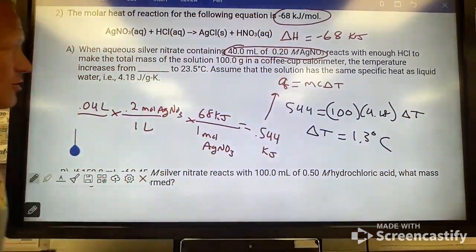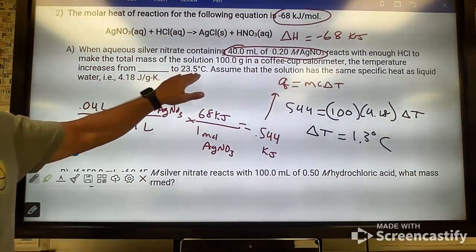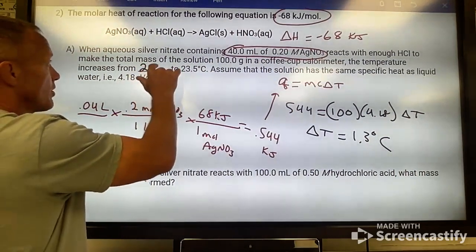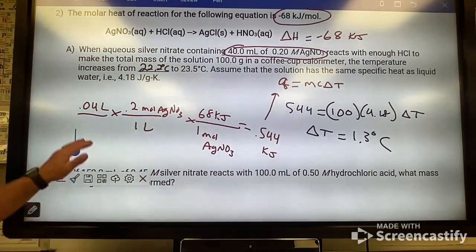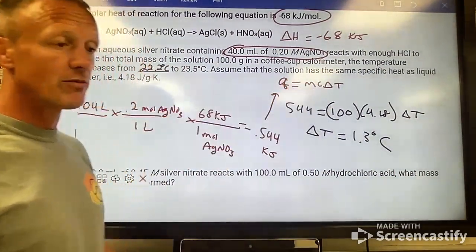Well, I want to know what was the initial temperature. Temperature increases from blank to 23.5. So 23.5 minus 1.3 is 22.2. So it would have gone up from 22.2 degrees Celsius to 23.5. So your little stoic will tell you how much heat was released. Put that heat in there to see what the change in temperature was from there.